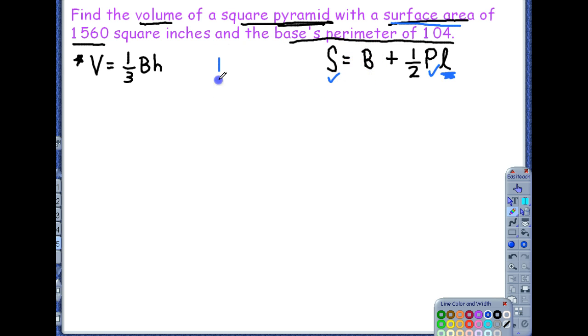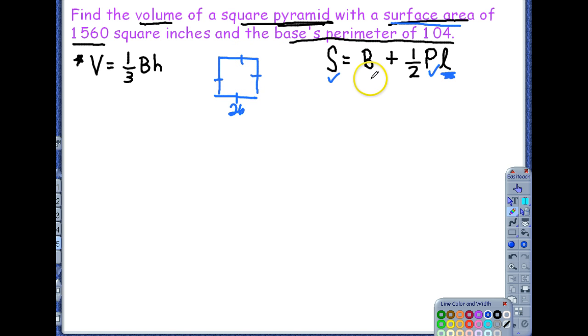So let me draw that square. And we know the perimeter of this thing is 104. So if I know the distance around that, what could I do to find just one of the side lengths? I could divide it by 4 because those are 4 congruent legs. So that means this is 26. So all of these are 26.